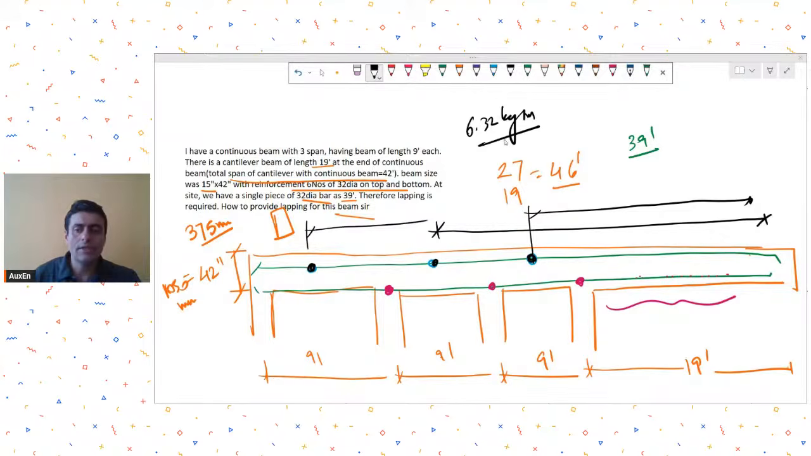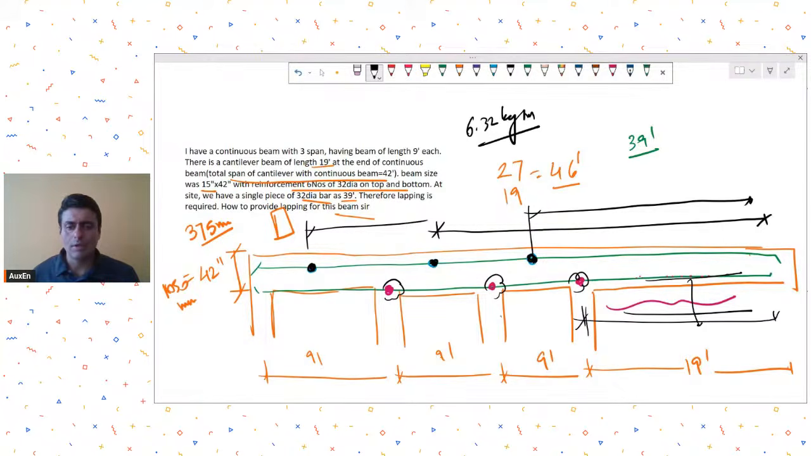So don't think that you need to provide only one splice. If required, you can provide multiple splices. These are the suggested locations for splicing in the top region. And for the bottom region, these can be the suggested locations. Now you work out, and in this cantilever portion, in the entire length, you can have splices in the bottom bar anywhere in this cantilever. So accordingly, you just figure out what length you want to provide for the splice. Okay.